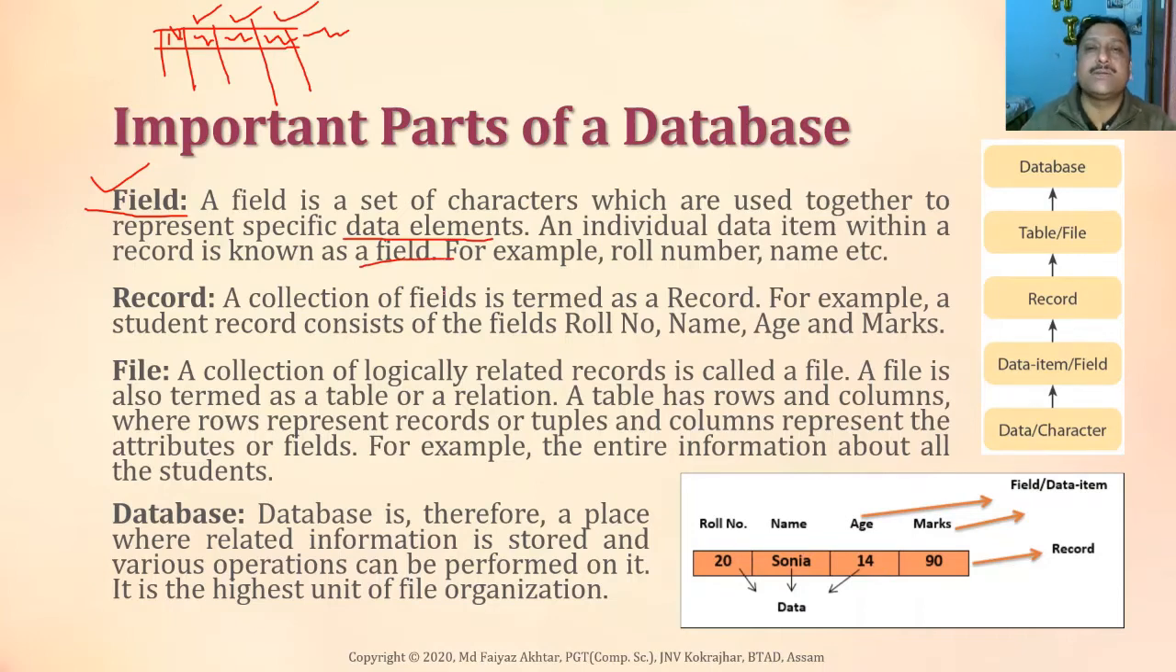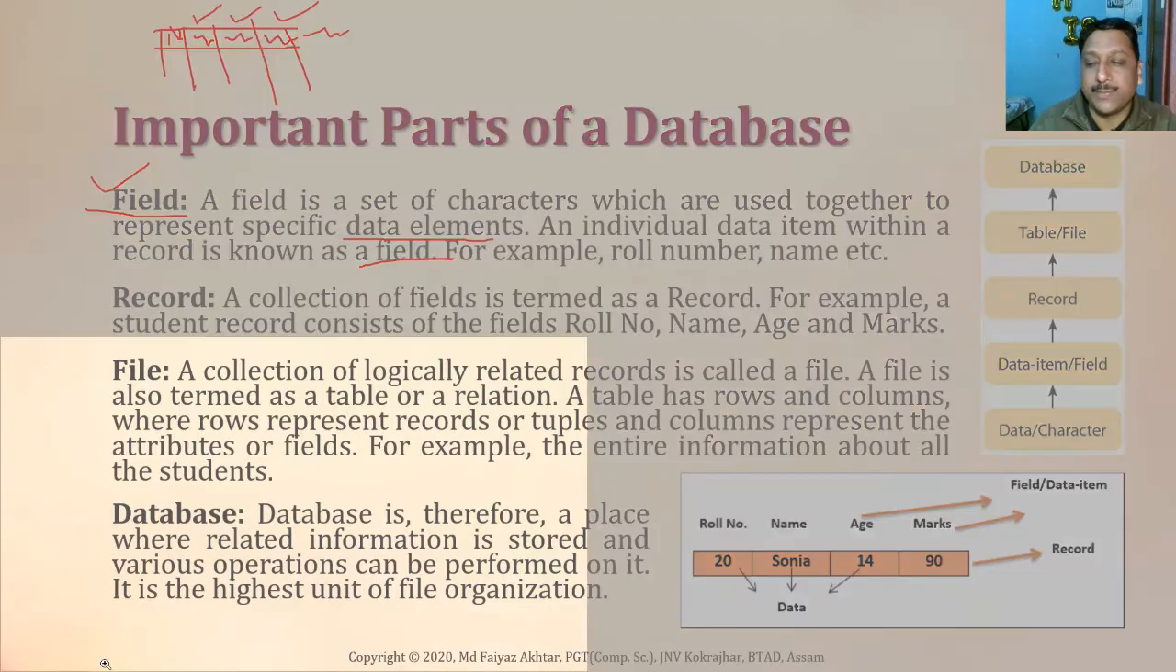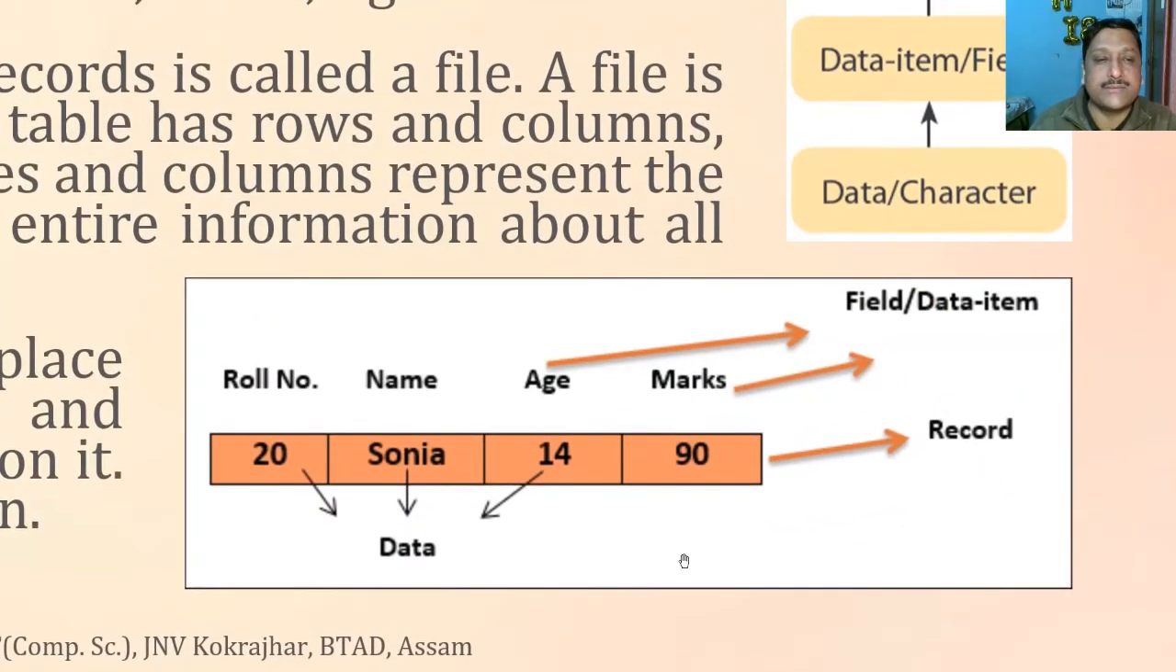Suppose a particular product's information, or you can take the example of a student name or student details. Here we have taken the example. See here, what is a field here? Some information we have taken here: roll number 20, then the name Sonia, the age is 14, and the marks she has got are 90. Then this whole information is known as a record.